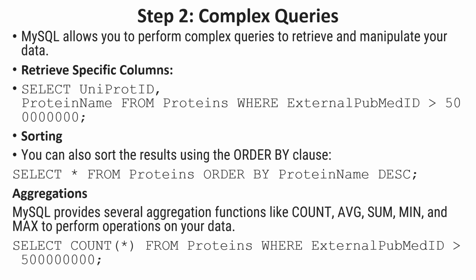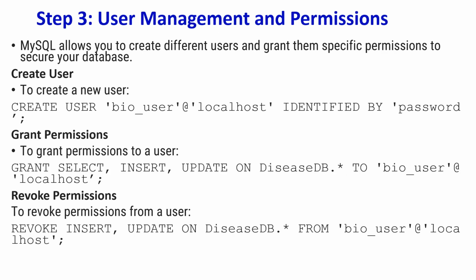So let's take it again. When we want to perform a complex query to retrieve and manipulate data, to retrieve specific columns, we can type that command again. Select unitprot ID, which is the specific column, protein name from proteins. So it will retrieve those columns.